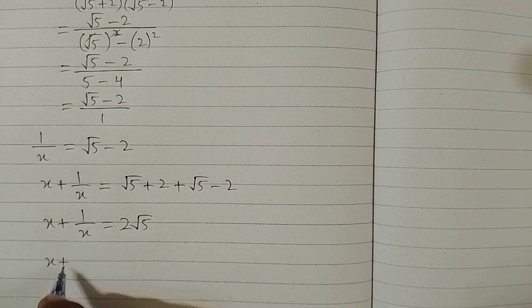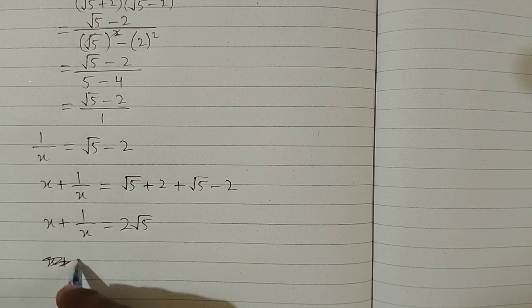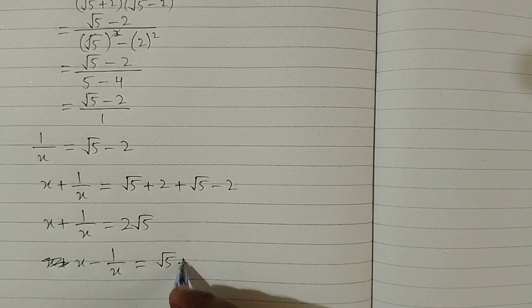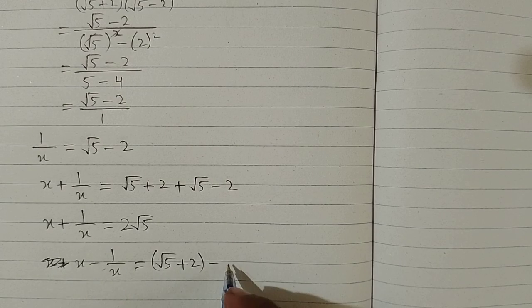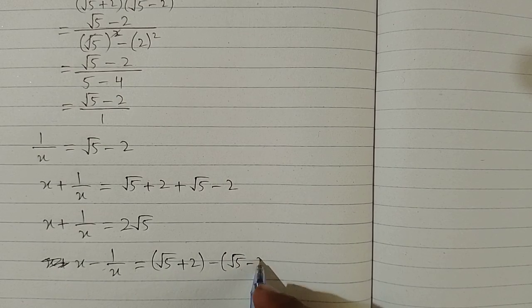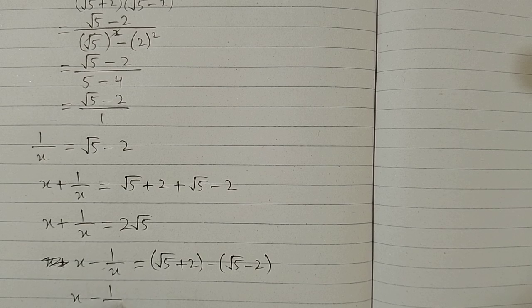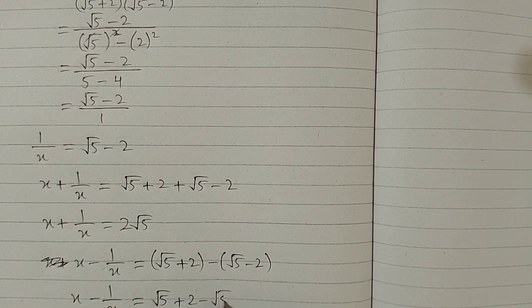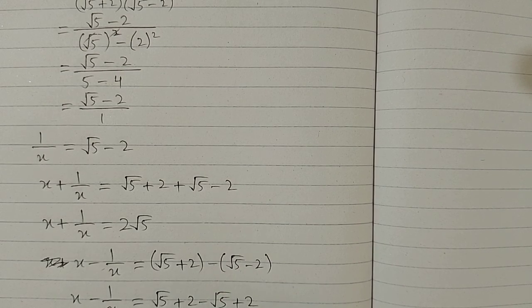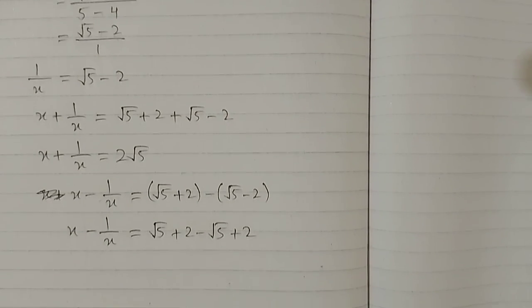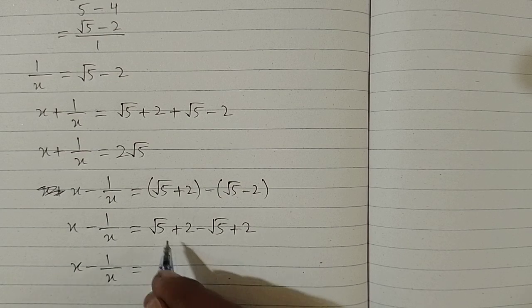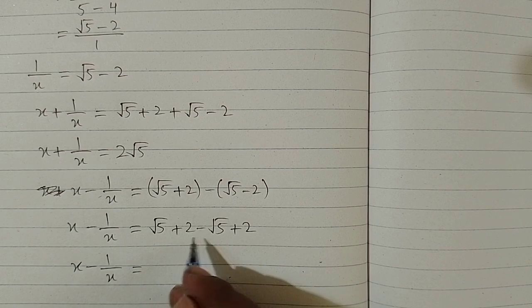Now we find the value of x minus 1 upon x. So the value of x is square root of 5 plus 2, and the value of 1 upon x is square root of 5 minus 2. So x minus 1 upon x equals square root of 5 plus 2, and minus times square root of 5 is minus square root of 5, and minus minus plus 2. So x minus 1 upon x is equal to root 5 minus root 5 is 0, and 2 plus 2 is 4.